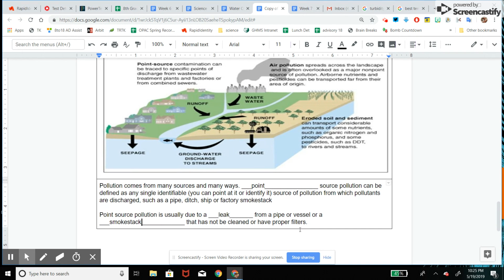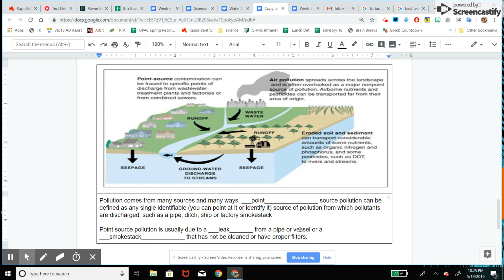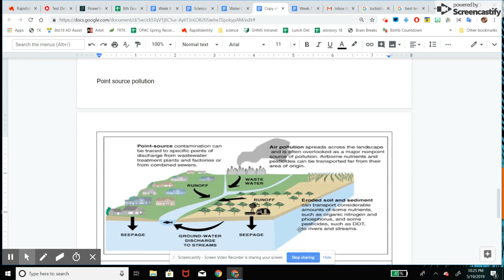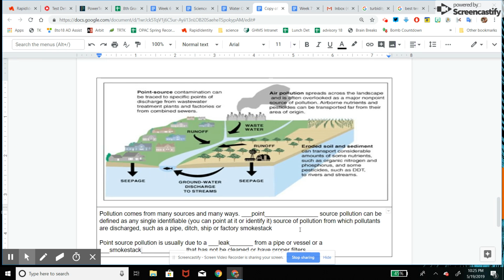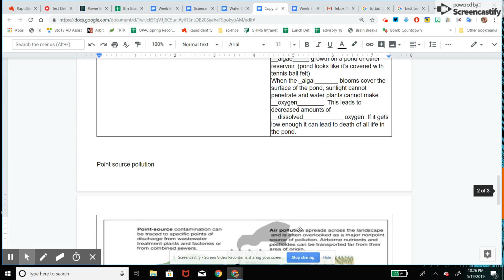So this is our plan for the day. Go back and review these ideas of how we know that water is healthy, and also the two different types of pollution and how they can be mitigated. Okay.